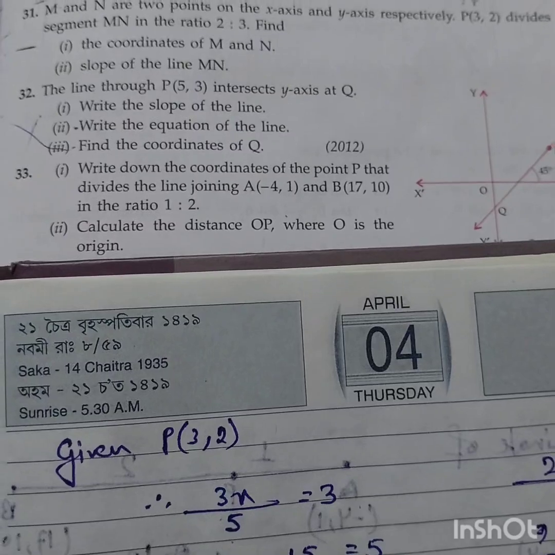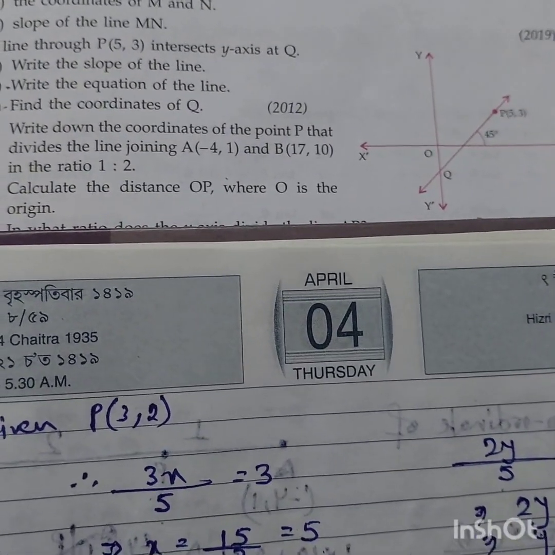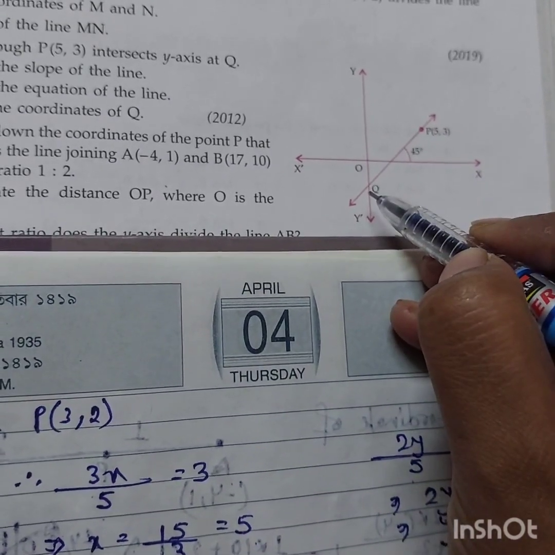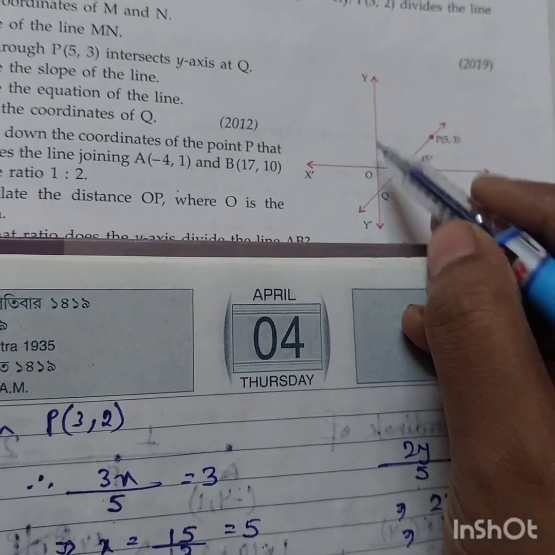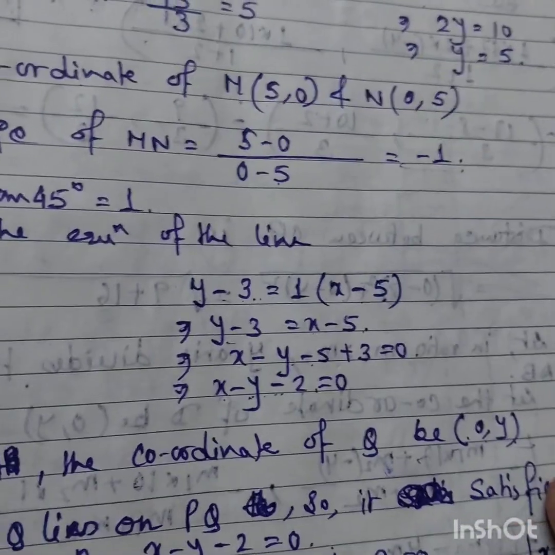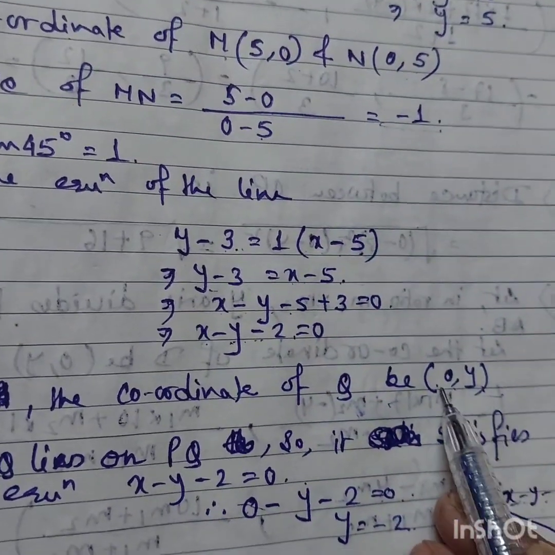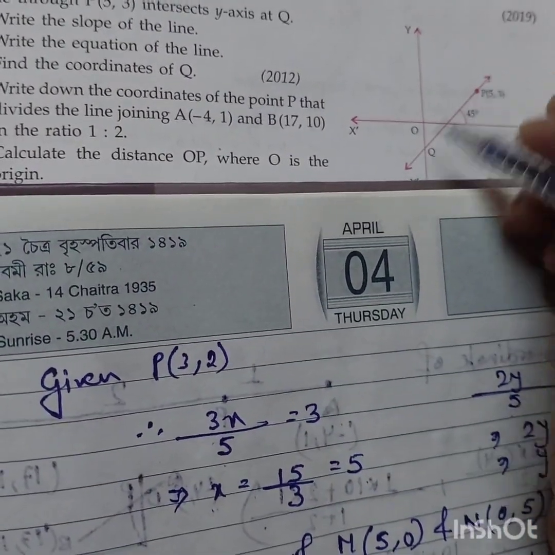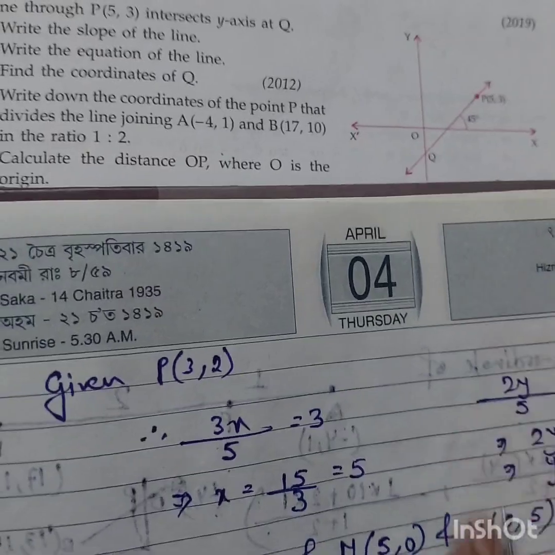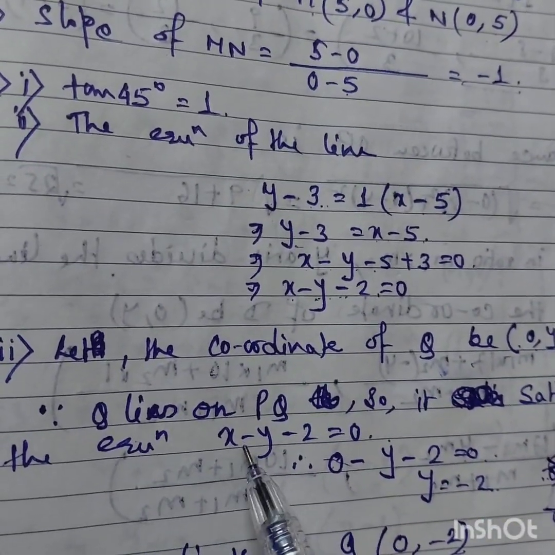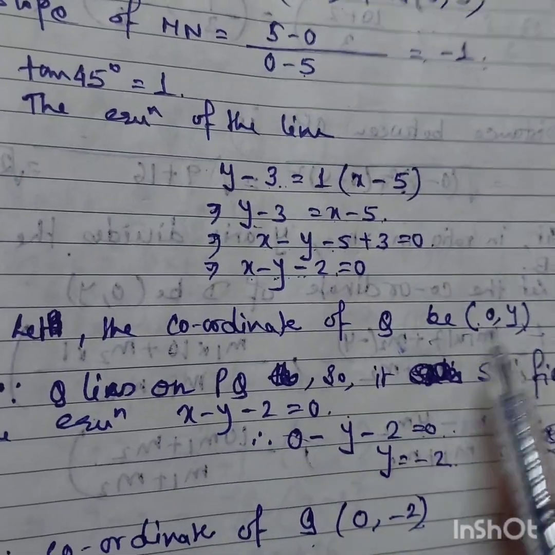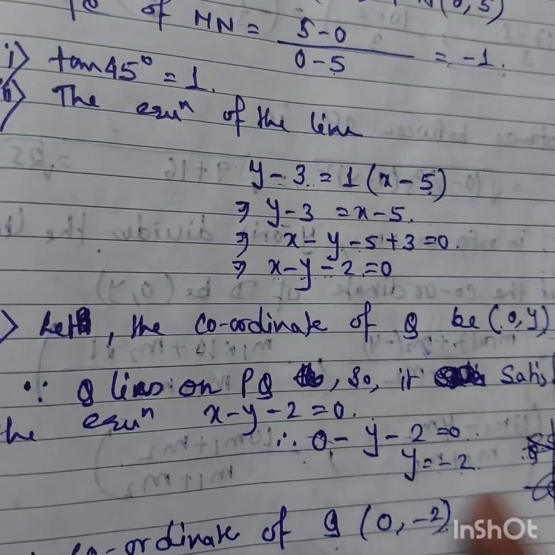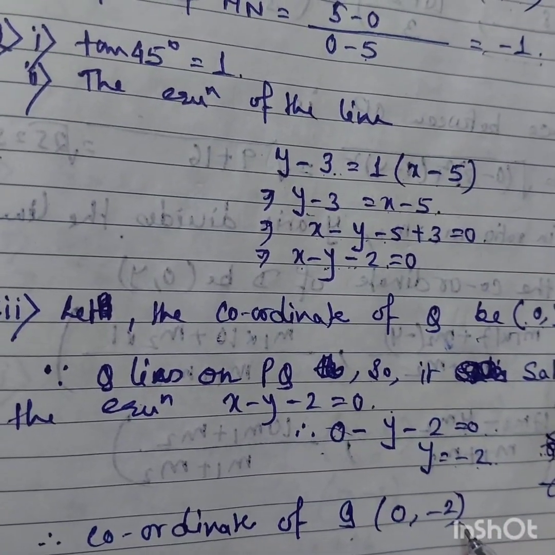Now you have to find the coordinate of Q. How will you find it? See, you know the equation of this line, and Q lies on this line, and Q also lies on the y-axis. That means the coordinate of Q you can let be (0, y). Since this point lies on the given straight line, this point satisfies the line equation. So in place of x put 0, then minus y minus 2 equals 0. That implies y is equal to minus 2. Therefore the coordinate of Q will be (0, minus 2). Okay, this is your answer.